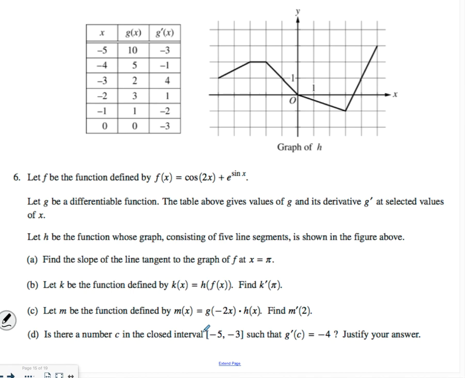All right, last one. So number 6, it says let f be the function defined by f of x is equal to cosine of 2x plus e to the sine of x. And let g be a differentiable function.